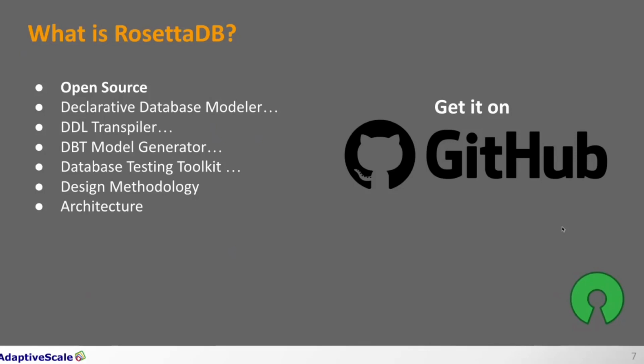The usage of RosettaDB is pretty straightforward. It's free. You simply get it from GitHub, you configure it, and by using the CLI commands, you can start migrating your databases from one source to another.